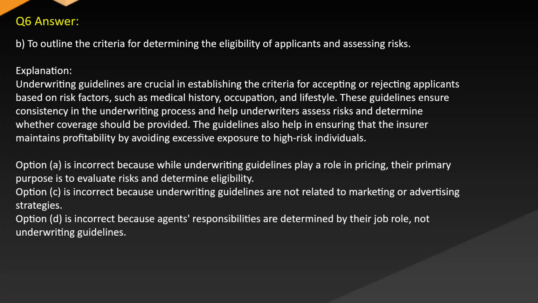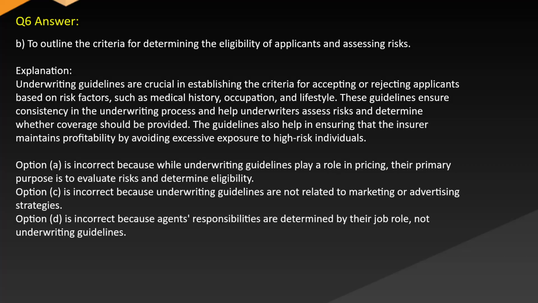Explanation: underwriting guidelines are crucial in establishing the criteria for accepting or rejecting applicants based on risk factors such as medical history, occupation, and lifestyle. These guidelines ensure consistency in the underwriting process and help underwriters assess risks and determine whether coverage should be provided. The guidelines also help ensure that the insurer maintains profitability by avoiding excessive exposure to high-risk individuals.